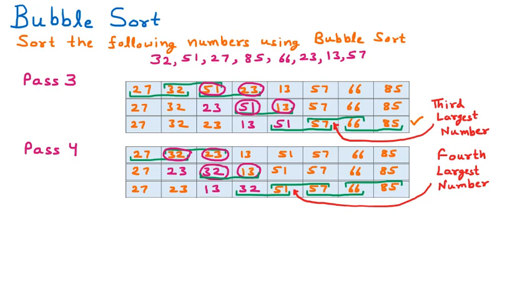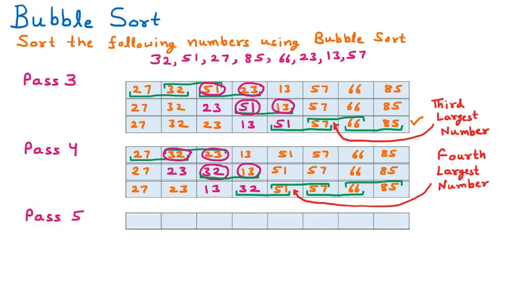Now we are going to pass 5. In pass 5 we are taking the last row where we left off from pass 4. So here we are taking 27, 23, 13, 32, 51, 57, 66 and 85. Now we are going to compare the first two numbers here, 27 and 23. They are not in ascending order. So 27 and 23 will be swapped.